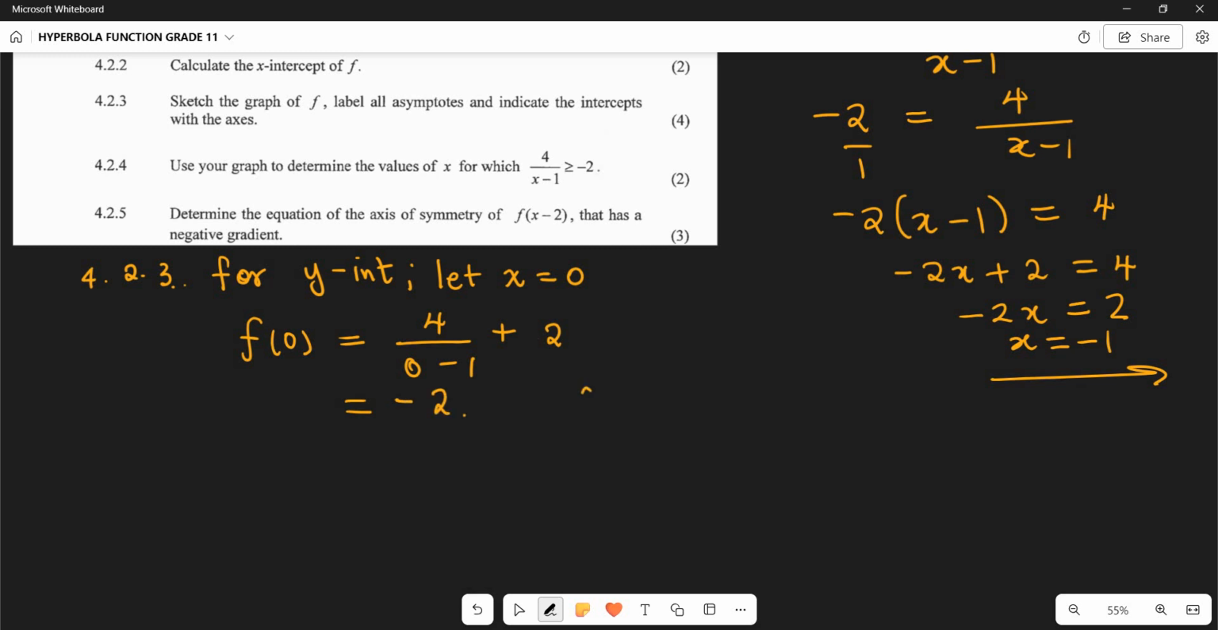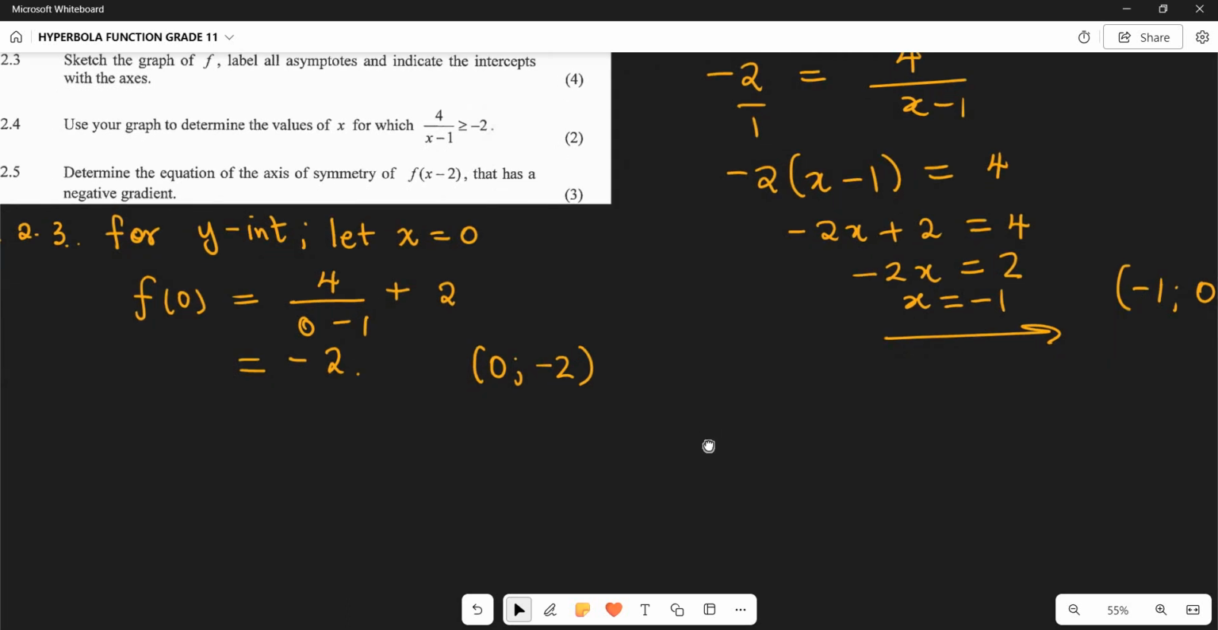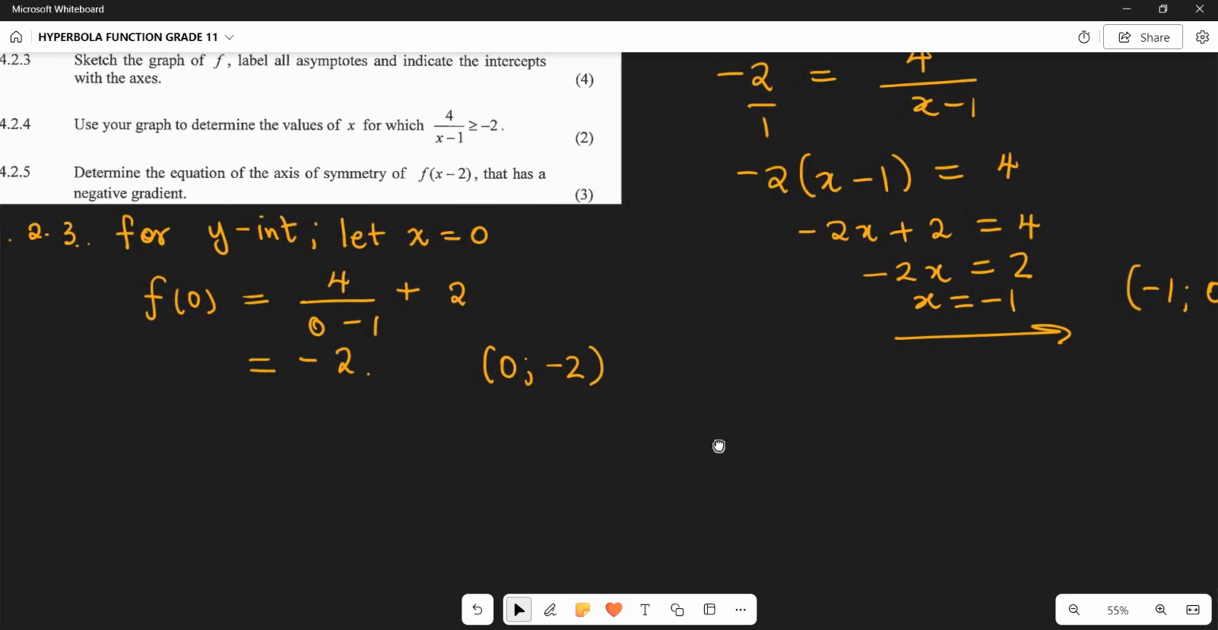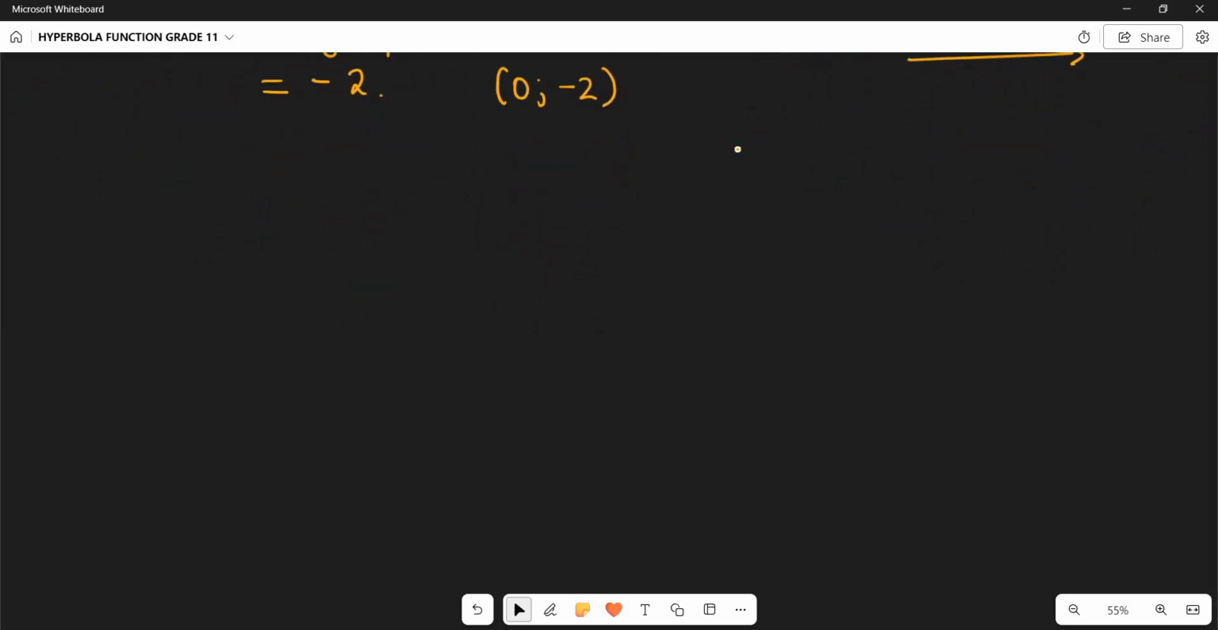So the coordinate form of this, because we said x is 0, then y will be negative 2. So we have the x-intercept in which we calculated here, and now we have the y-intercept. So we also have the asymptotes. Let us get on and draw our graph.